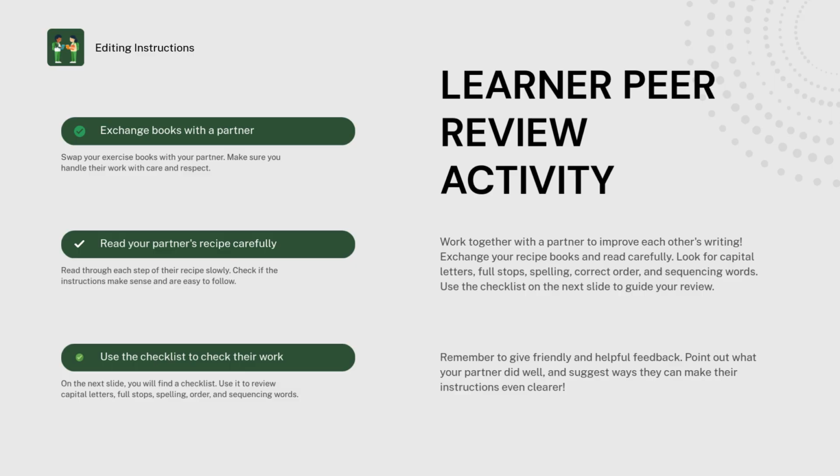Also, ask for a peer review. When you're writing an activity, work together with a partner to improve each other's writing. Exchange your classwork books so that they can read carefully and look for capital letters, full stops, spelling, correct order, and sequencing words. It helps us to learn from our mistakes. So in class, you can exchange books with your partner, read together, and use the checklist to check the work of your colleague.